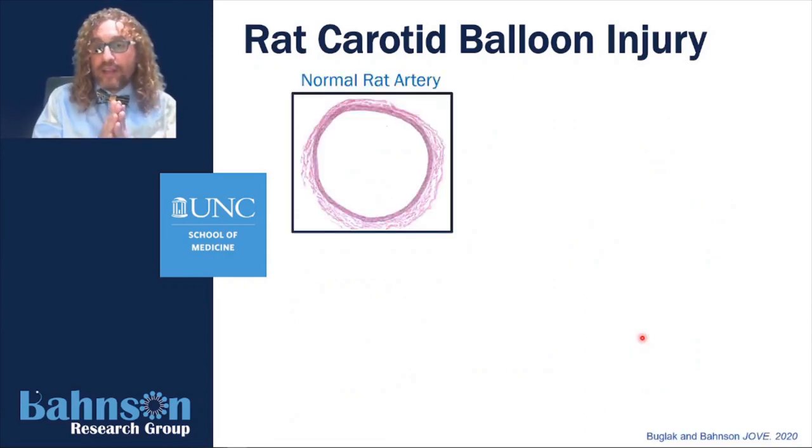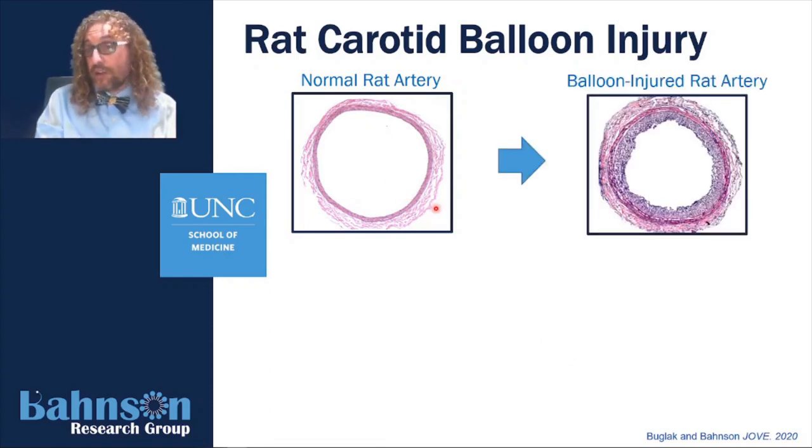So this is how a normal rat carotid artery looks by histology. This is stained by H&E. You can see a patent lumen and the media, a single cell layer of the intima. And 2 weeks after balloon injury, this is how it looks by histology. You can see a thickened media and this hyperplastic lesion with a narrowed lumen.